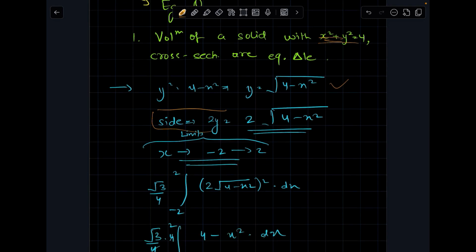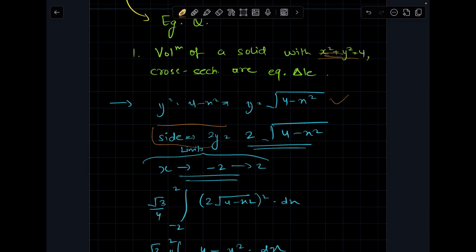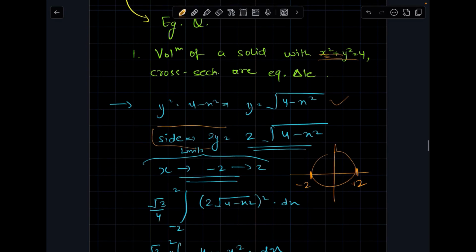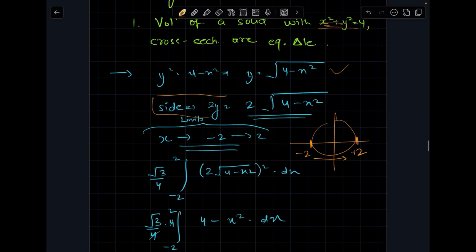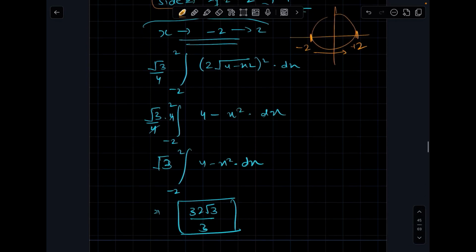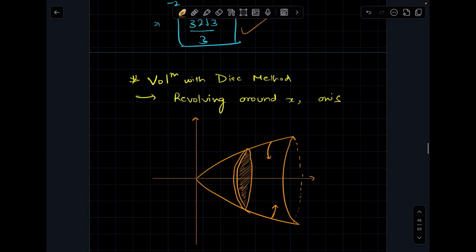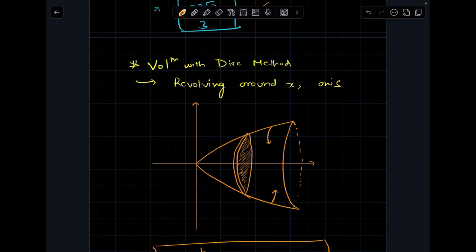The limits are going to be from -2 to +2, since if you draw this circle, it has a radius of 2. So this is -2 and this is +2. So we are going to be integrating from this to this. Now we'll solve the integral, input all these values, and since the area also consists of root 3 by 4, which is a constant, we'll take it out of the integral and we'll solve to get the answer 32 root 3 by 3.